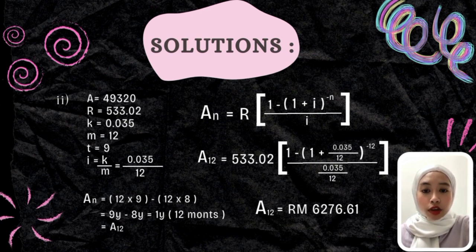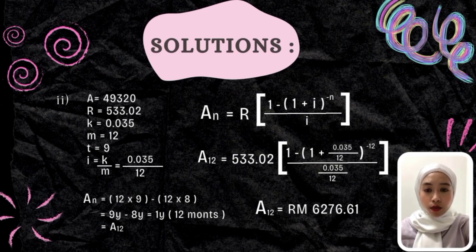For the second question, we have A equals 49,320, R is 533.02, K is 0.035, M compounded monthly is 12, T is 9 years, I is K over M, which is 0.035 over 12. To find the outstanding balance to be paid, the formula used is AN equals R in bracket 1 minus in bracket 1 plus I power of negative N over I, where N is equal to 12 times 9 minus 12 times 8, or 9 years minus 8 years, which is 1 year, or 12 months. So AN is equal to A12.